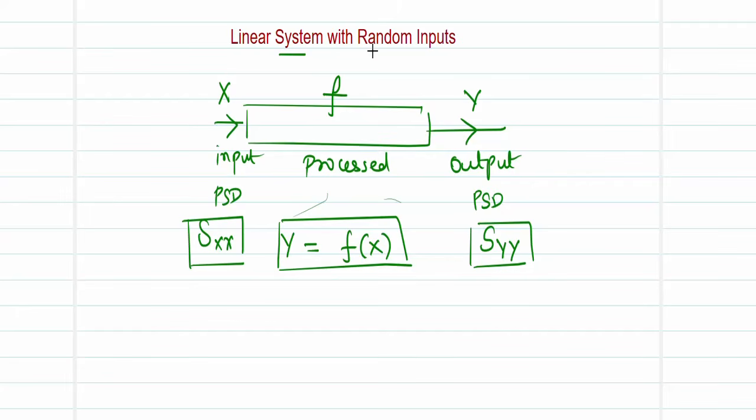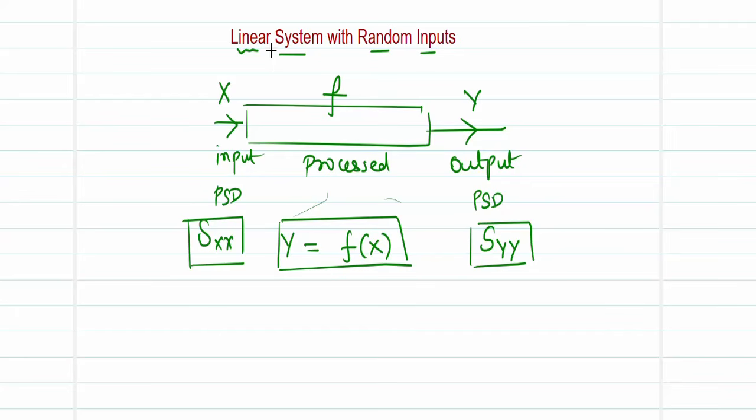And now coming to the random part. If the input is not deterministic in nature, that is, you are not able to say that at t equal to 1 second this will be my input, at t equal to 2 seconds this will be my input, but the input keeps on changing, it is not deterministic but probabilistic in nature, then you call it a system with a random input.